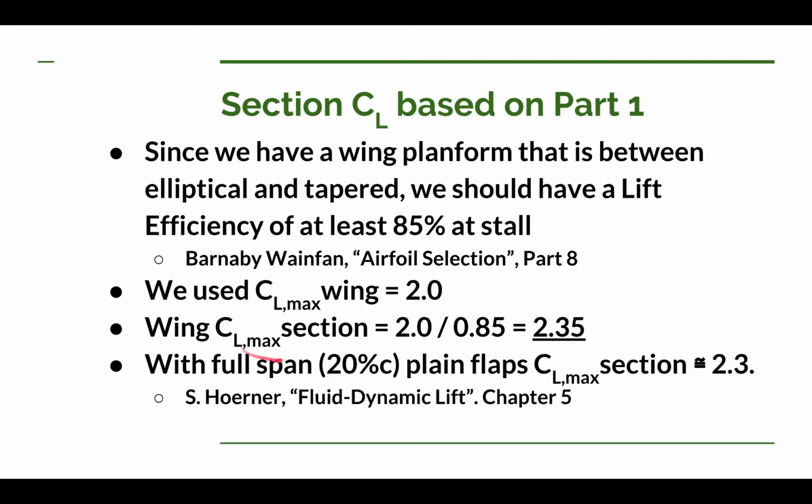Well, that means we would have to have pretty much full span flaps to reach our wing coefficient of 2.0. If we were to increase the chord of our flaps closer to 25% chord of the wing, then we can get that section coefficient up closer to 2.4. If we were to do that, we could then possibly set the span of the flaps closer to 75% of the span of the wing, and probably still come pretty close to reaching our 2.35 section coefficient, and thus reaching a 2.0 wing coefficient of lift.